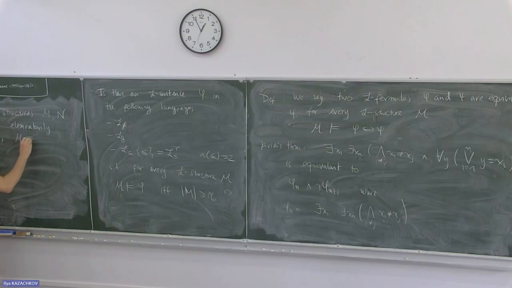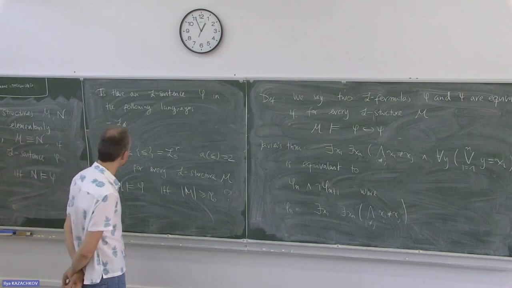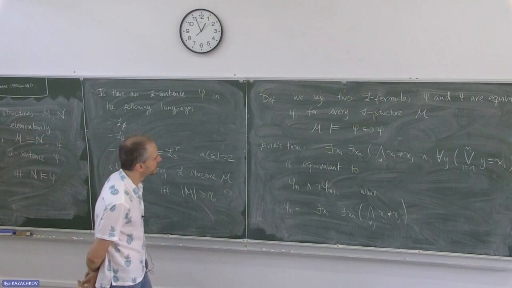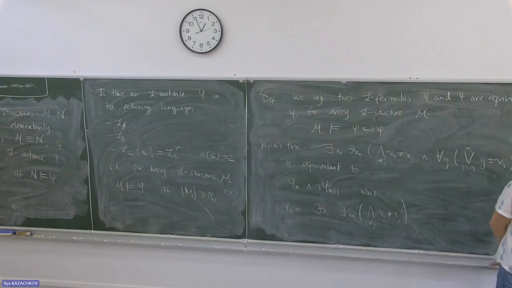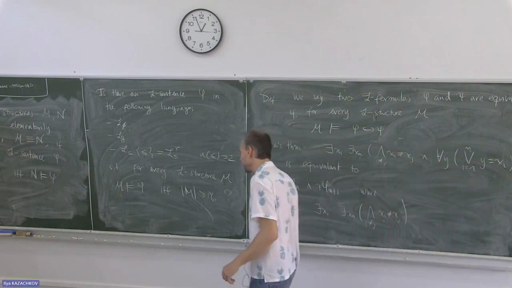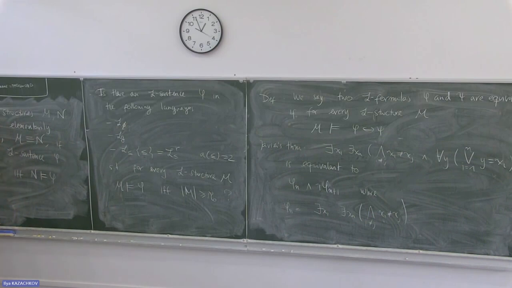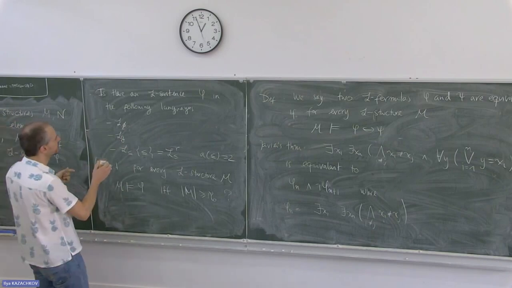And we write this like this. If for every L sentence, without free variables, phi, we have that M satisfies phi if and only if N satisfies phi. So the two L structures satisfy exactly the same L sentences. Okay. I think this is one of the exercises in the exercise set that we're going to put in the web page, is that if, I'll write it here.